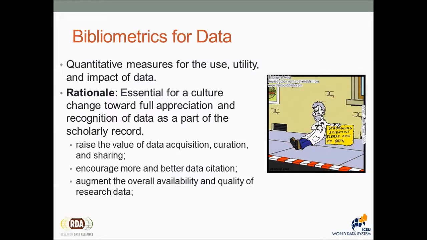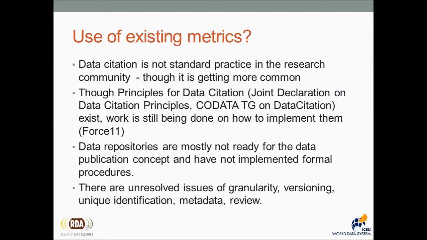So the big bibliometric measure that comes up when you start talking about data is data citation. And unfortunately, it's not standard practice in the research community at the moment, although it is getting more common as more and more people and more journals are putting things into their guidance for authors to say that data citation should be happening. There are an awful lot of research funders who are putting down in writing in their data management or their data policies, saying things like data should be cited, which is very helpful.